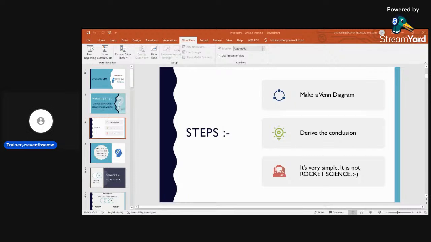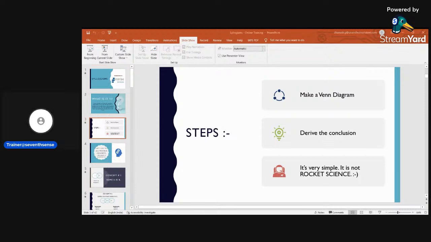So these are the conclusions. Between A and B: all A is B, some A is B, and some B is A. Between B and C: no B is C or no C is B, some B is not C and some C is not B. Between A and C: no A is C and some A is not C. Right? So let's go with the 10th concept.